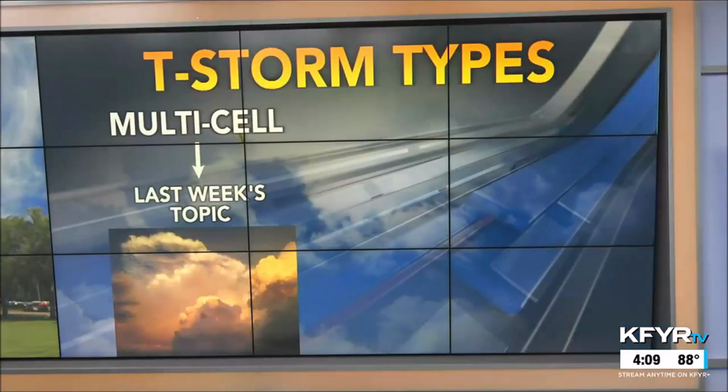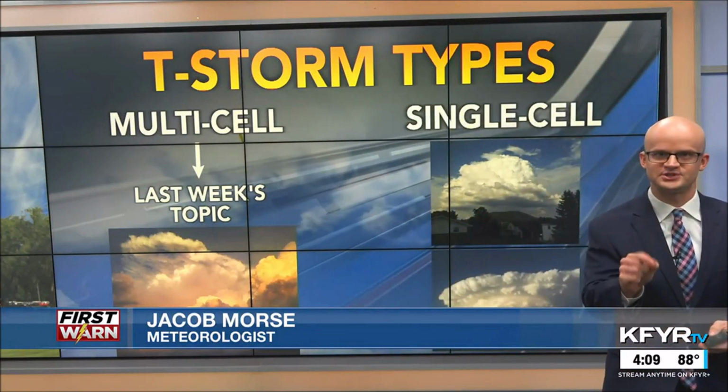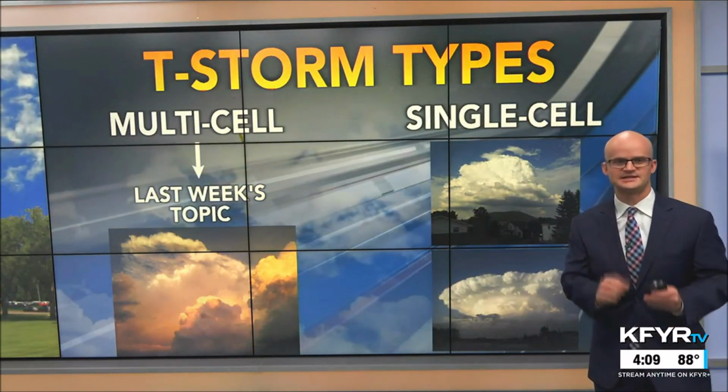Yeah. Well, you know, last week we talked about multi-cell thunderstorms, and this week a little bit of a different take on single-cell thunderstorms. Jacob? Yeah, so single-cell storms can be your garden variety, non-severe storms, but they can also lead to supercells that are discrete storms, single-cell storms that produce our most prolific severe weather.